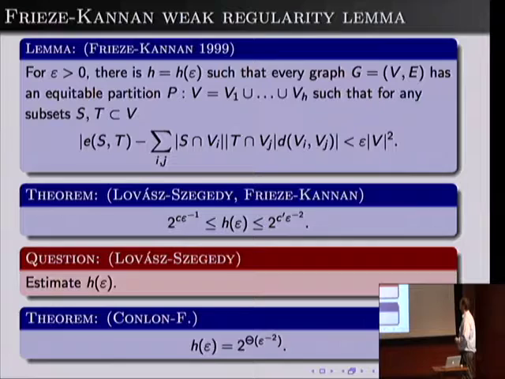Are there graph removal lemmas that follow from the weak regularity lemmas? Unfortunately not. I think everybody who has spent some time with these things has tried this.